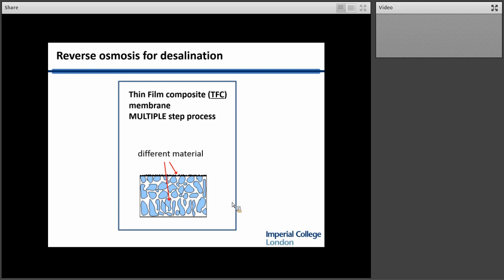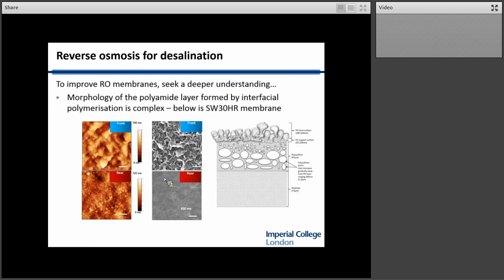And in the next few slides, I'm going to be talking about thin film composite membranes made by this multiple step process that I talked about before. So there's going to be a support layer and then a thin film layer on top of the membrane where the separation is affected. Now, the interesting thing is when you look at these membranes, and I've showed you a diagram that shows them more or less as flat sheets on top of a support.